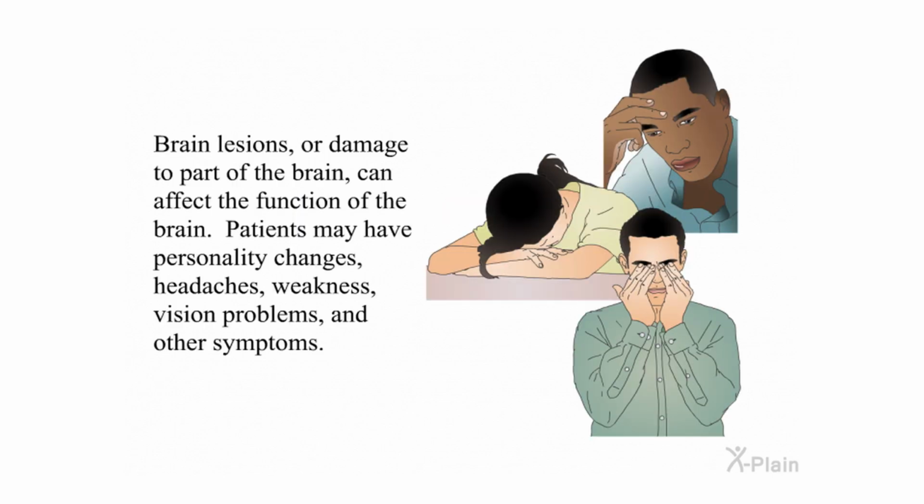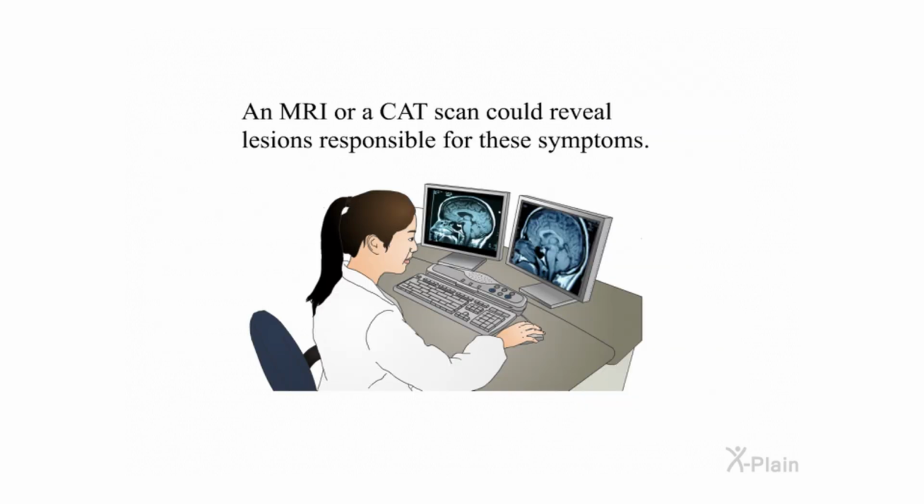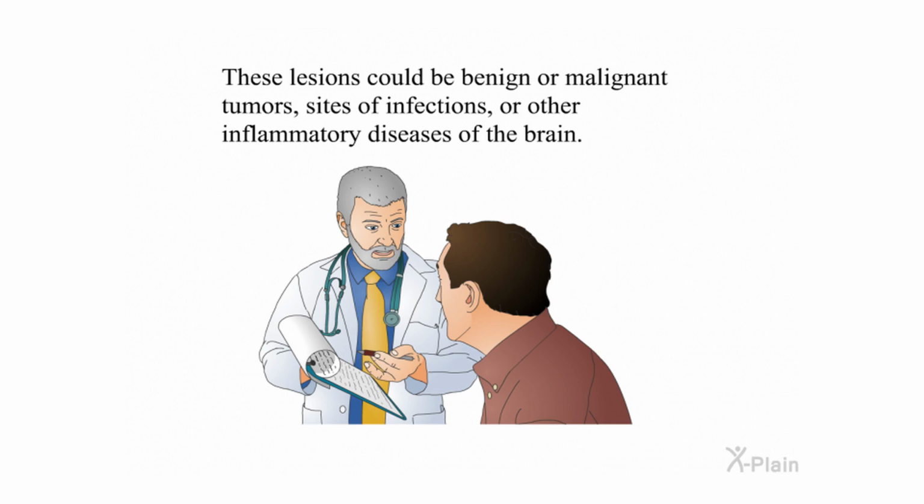Symptoms and their causes. Brain lesions or damage to part of the brain can affect the function of the brain. Patients may have personality changes, headaches, weakness, vision problems, and other symptoms. An MRI or CAT scan could reveal lesions responsible for these symptoms. These lesions could be benign or malignant tumors, sites of infections, or other inflammatory diseases of the brain.